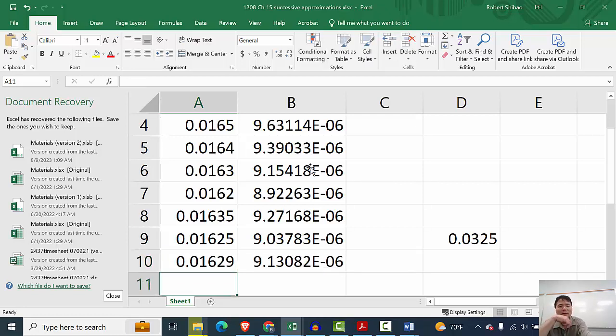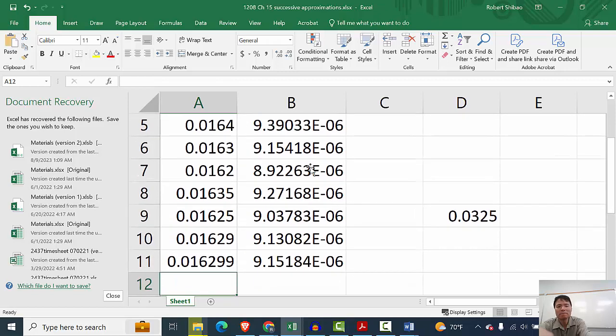0.01629. Getting close. What do you think? Another 9? 0.016299? Give me another one.